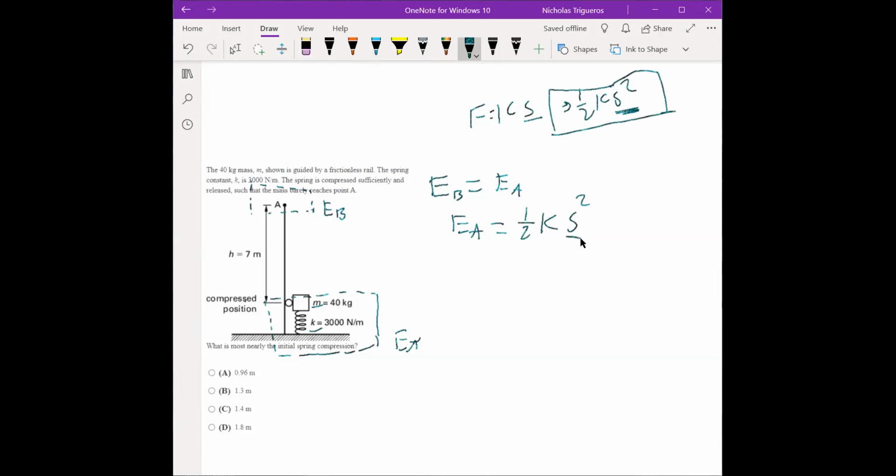And S is our unknown variable. And then we have EB. What's EB? What's the energy at B? I feel like we have to relate it to the height or motion. Yeah, what's its gravitational potential? MGH. Yeah. So since we know EB is equal to EA, we have 1/2 KS squared equals MGH.